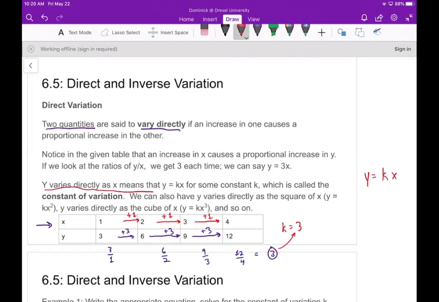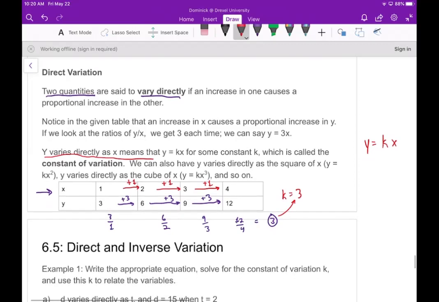So of course, you can have things like y varies directly as the square of x or directly as the cube of x and so on and so forth. And we'll do a couple examples with that. One thing that I did not mention yet is that k is considered to be the constant of variation. So if they ask for the constant of variation, that's what they mean.